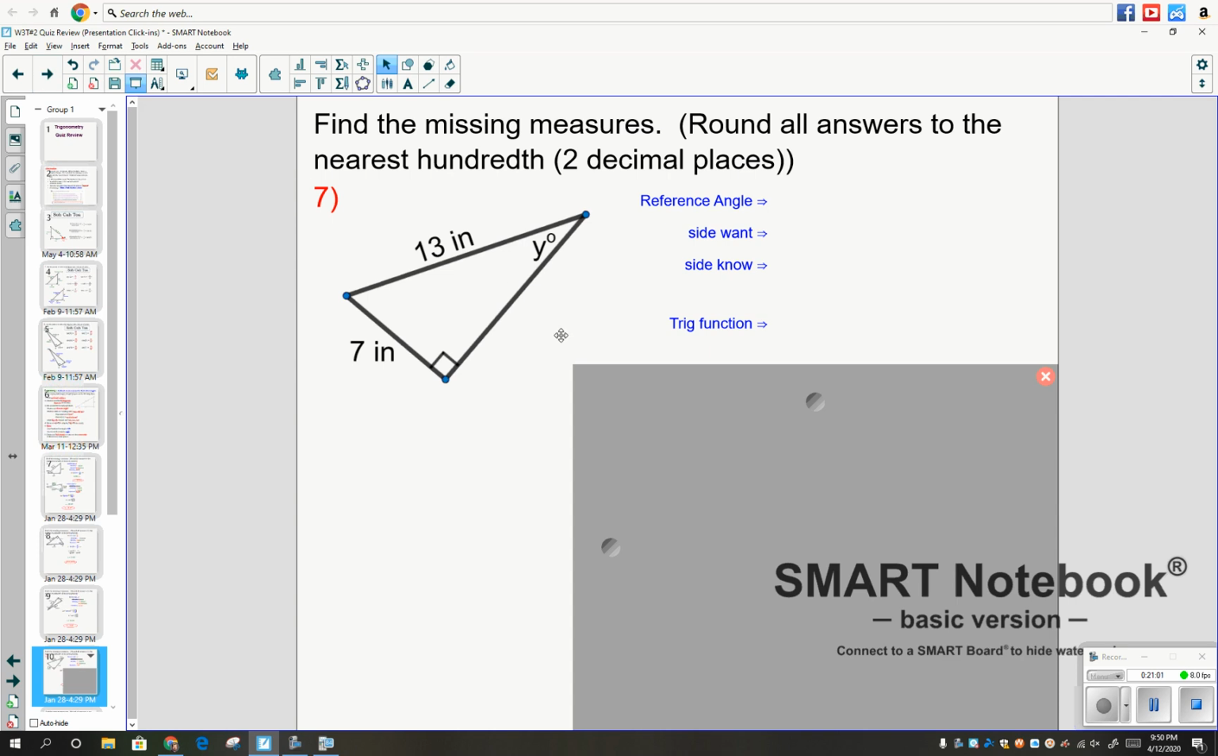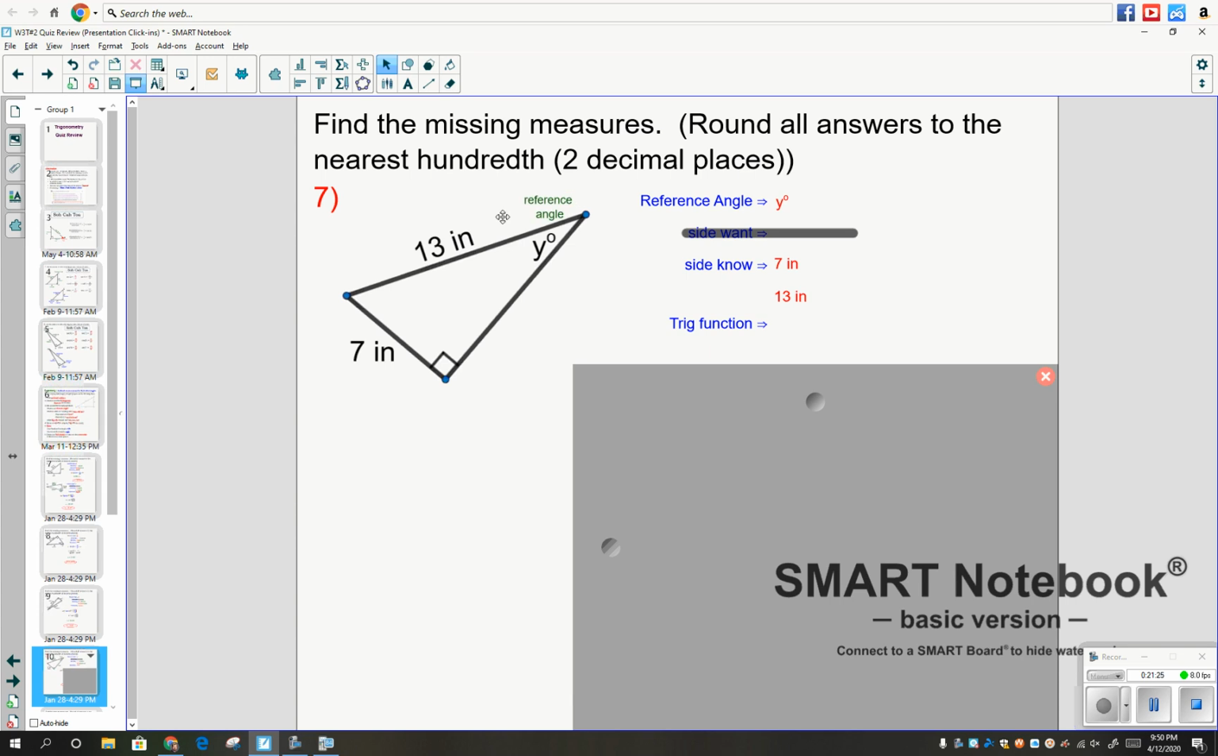Example number 7. What's my reference angle? It's y. It's the angle I want to find the measure of. What side do I want? I don't want one, so I'm crossing it out. Which does mean I better know 2 sides if I want to be able to solve and find the measure of angle y. Well, I know 7 and 13 in the picture, right?